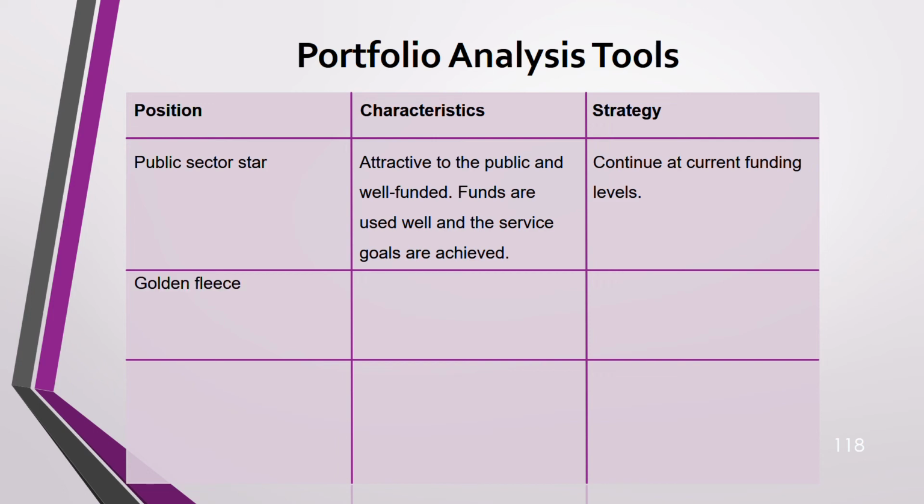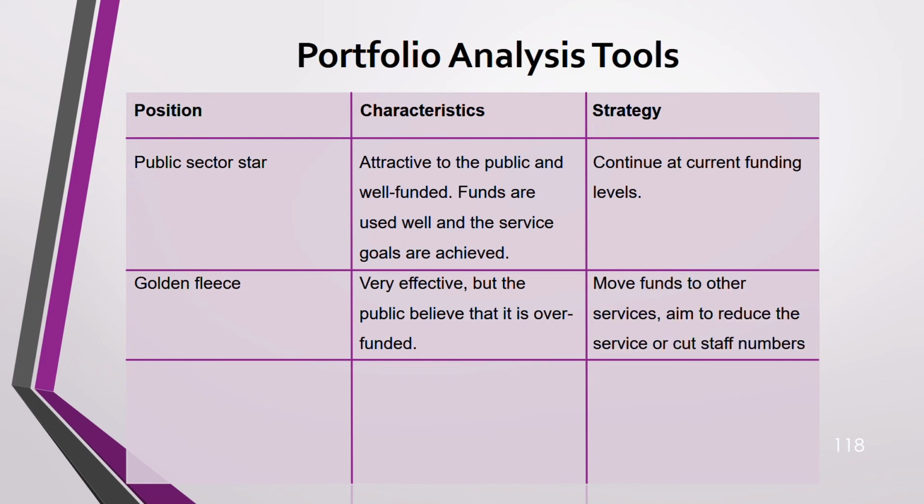Then we have golden fleece. Golden fleece is effective, but the public believe that it is overfunded. So you can move this funding to other services. Basically, you can aim to reduce some services or cut the staff so that you can reduce the cost in this sector, because it's effective, but the public does not need it so much. You understanding? The public need is not so much, but it's effective. Then we have the back drawer issue. They are not effective as well as they are not desired by the public also.